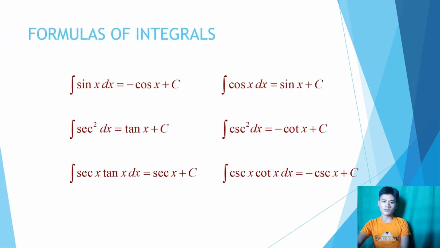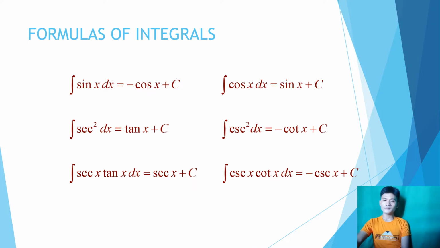So this is another set, which includes the trigonometric functions. In the first column, we have the integral of sine x dx, which is equal to negative cosine x plus c. The integral of cosine x dx is equal to sine x plus c. Second column, we have the integral of secant squared x dx is equal to tangent x plus c.